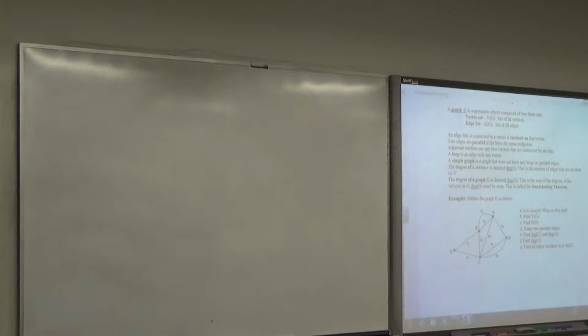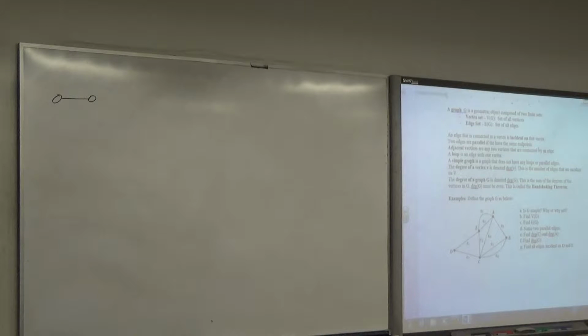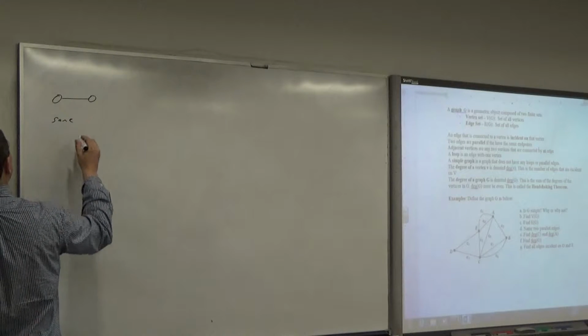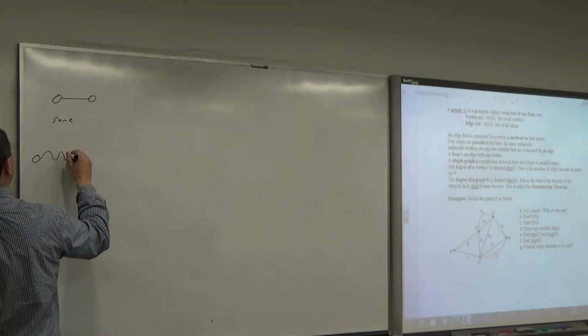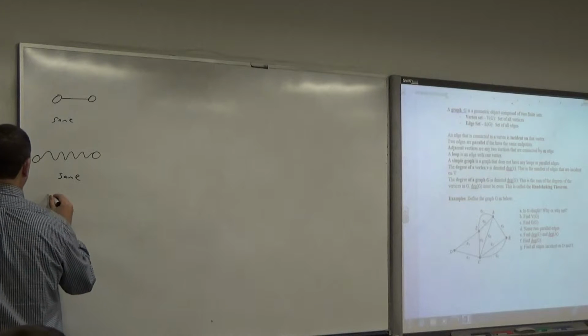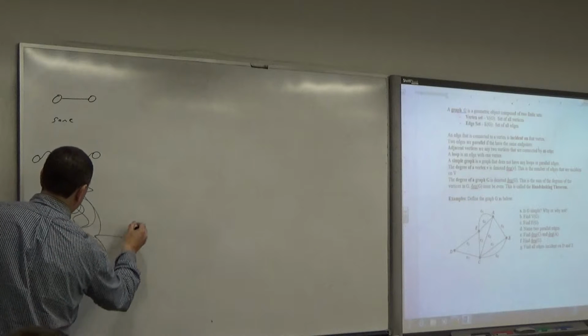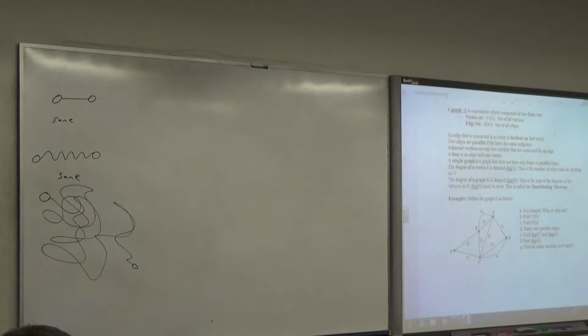All right, take a look at this very simplistic graph. This is the dumbbell graph. This graph is the same as this graph. So these 2 graphs are exactly the same. There's no difference between those 2 graphs in graph theory. It would be the same as that graph. All 3 of these graphs are the same thing.